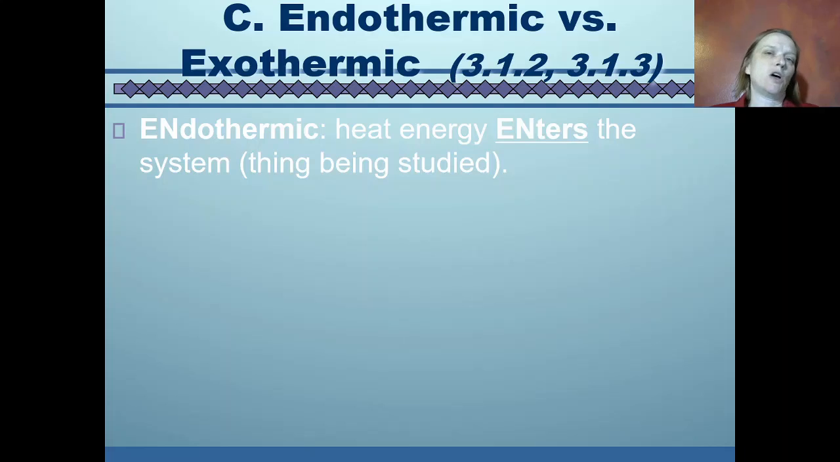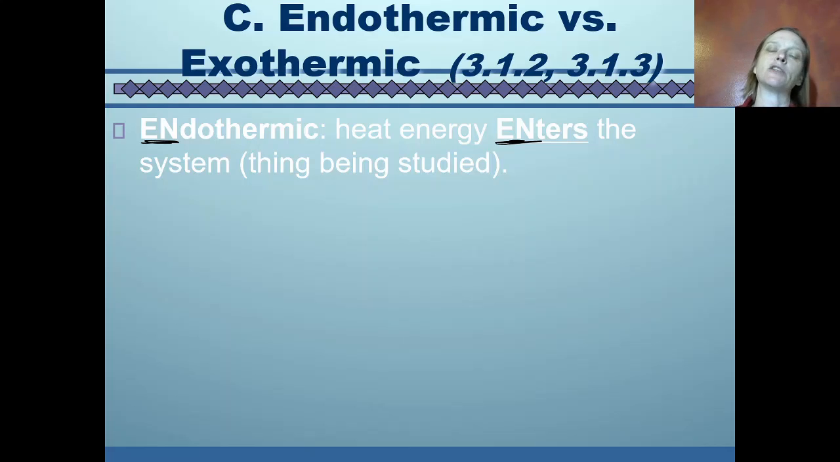So when we talk about chemical or physical changes and how heat transfers, there are two main categories of heat movement that we talk about. We talk about endothermic changes and exothermic changes. Endothermic is when heat enters the system. Look at that capital. I capitalized it to draw your attention to it. Both words begin with EN. Endothermic enters the system. Heat enters the system.